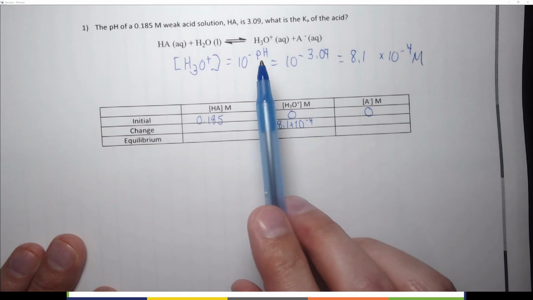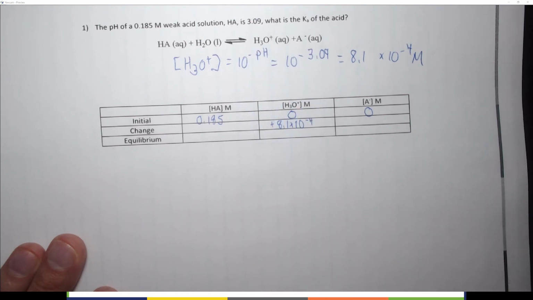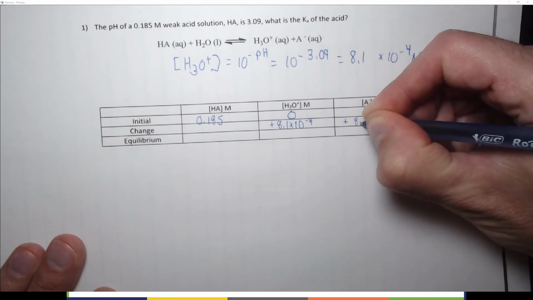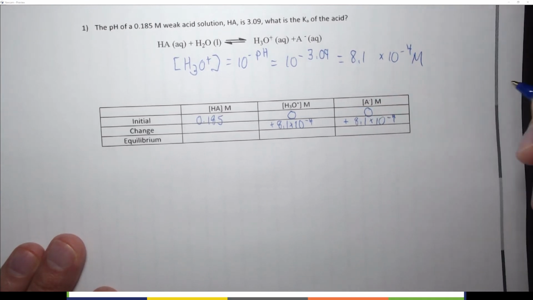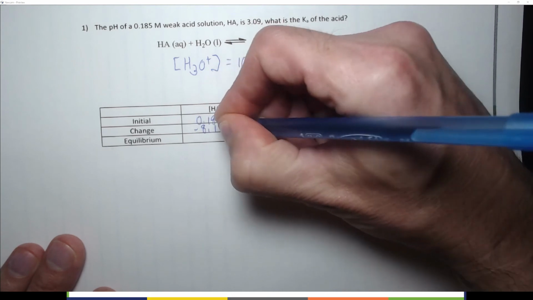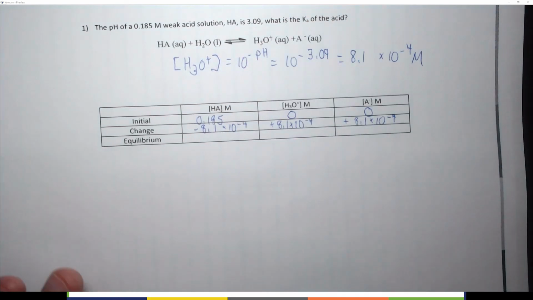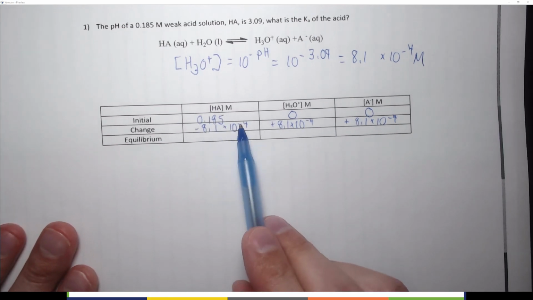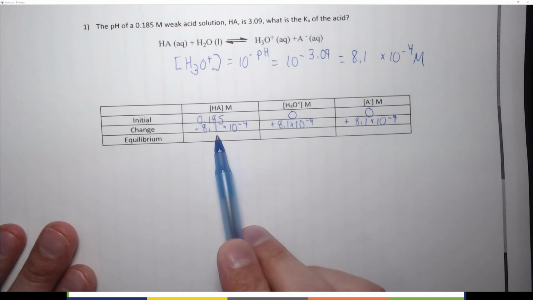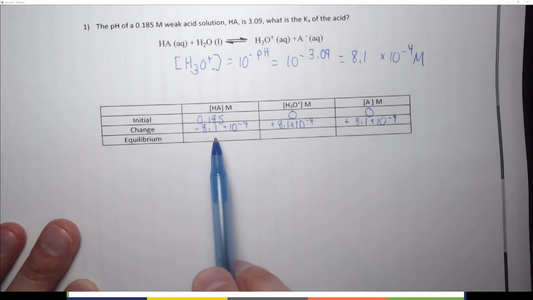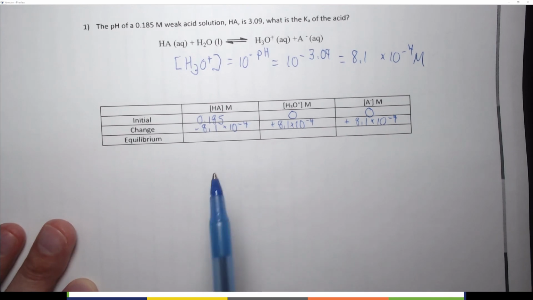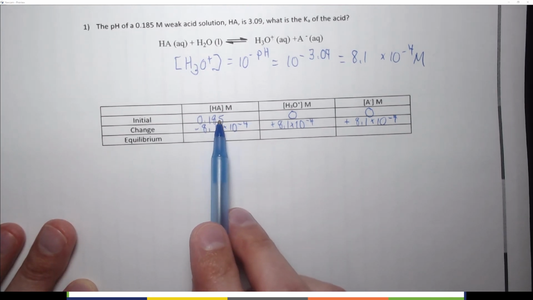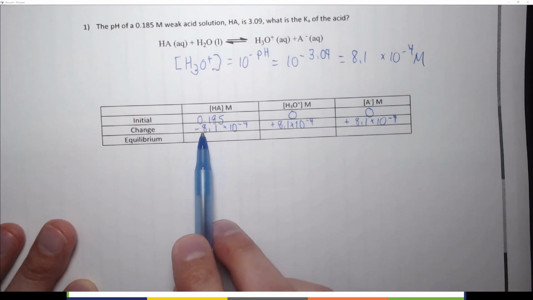Note if they weren't 1-to-1, that wouldn't be true. But because they're both 1-to-1, I'm going to add also 8.1 times 10 to the minus 4. And over here, I'm going to subtract 8.1 times 10 to the minus 4. Now here we get into a little bit of a disagreement, where different people are going to teach this a different way. Some people are going to say you should take this 0.185 minus 8.1 times 10 to the minus 4 to find the equilibrium concentration of HA. And that is a 100% valid and reasonable thing. I'm going to say that because this is less than 5% of this one, you can ignore it just as you would ignore it if it's an X.